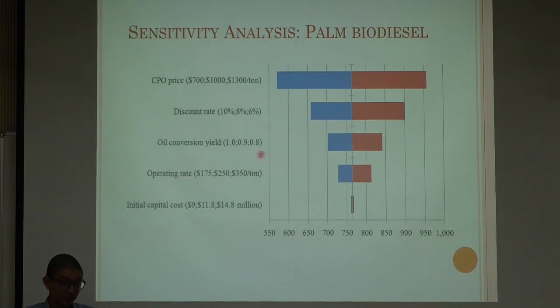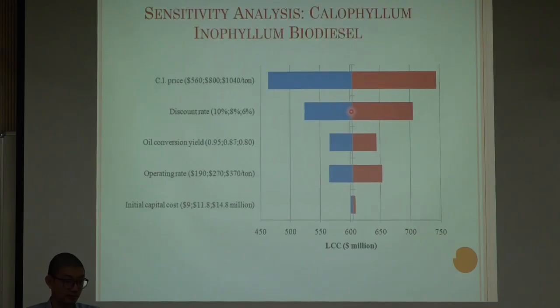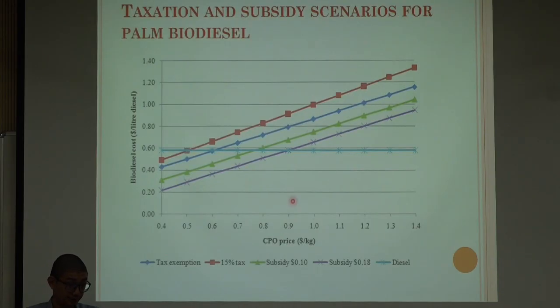Then this one is the oil conversion yield, because typically the industry can produce a conversion yield of up to 95%. Then in this study we just assume maybe just 90%. So we are not taking a very optimal scenario. So if 100%, what is the potential life cycle cost? If higher percentage, higher yield, 100%, of course the overall life cycle cost will be lower. So this is how we can analyze this economic impact for three types of biodiesel.